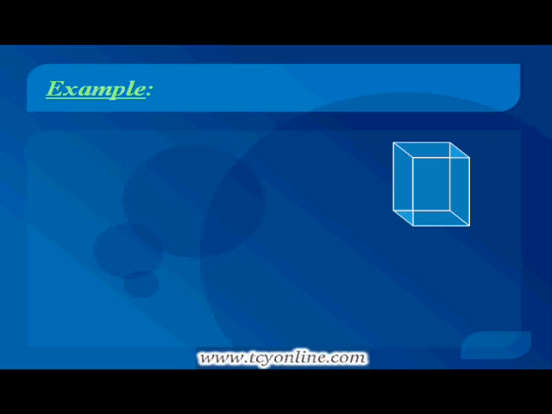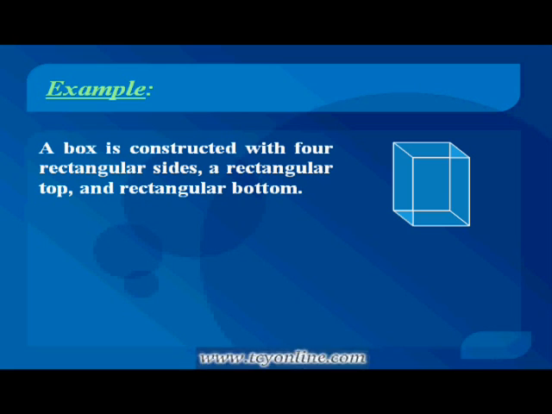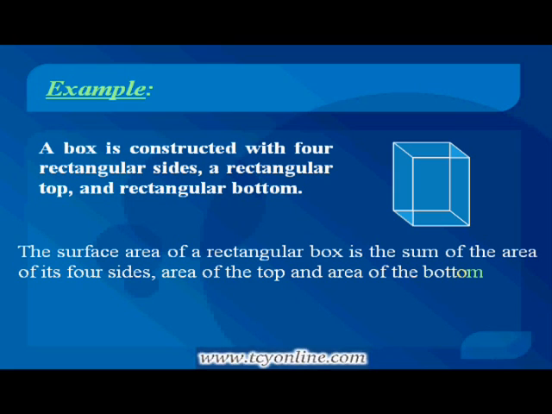Let us consider an example for further clarification. Please look at this rectangular box. It is constructed with 4 rectangular sides, a rectangular top and a rectangular bottom. As already explained, it should be clear that the surface area of this rectangular box will be the sum of the area of its 4 sides, area of the top and area of the bottom.